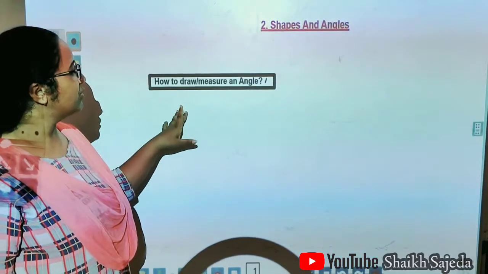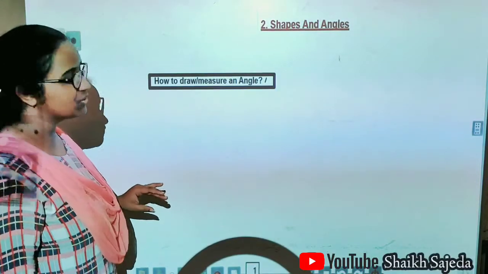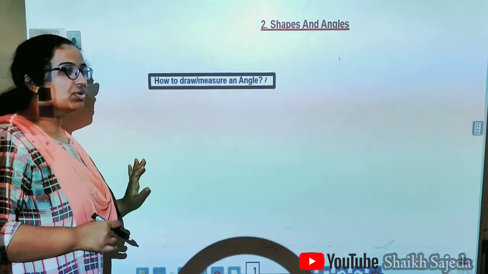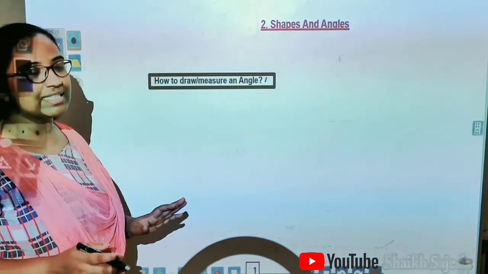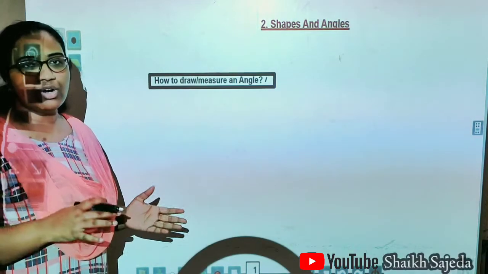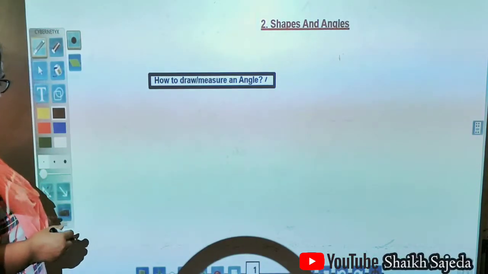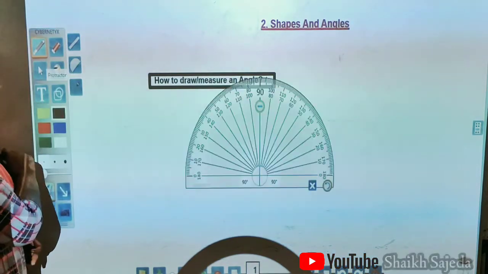Next topic is how to draw or measure an angle. Suppose you are asked to draw an angle of 45 degree. So how you will draw it? In the beginning of the chapter when I explained you about angles, I told you that one instrument is used to draw or measure an angle, and that instrument is called protractor. Here I will show you a protractor.